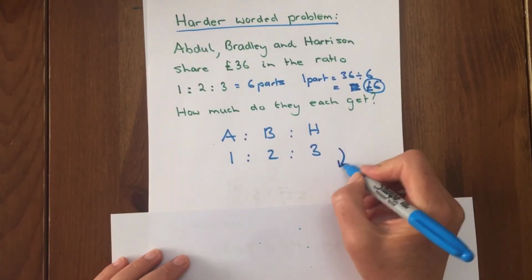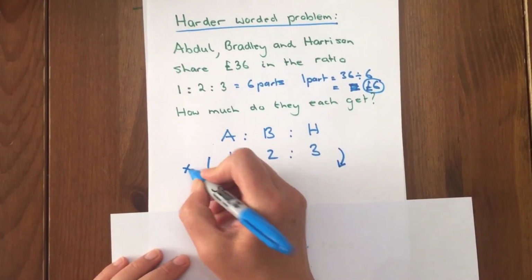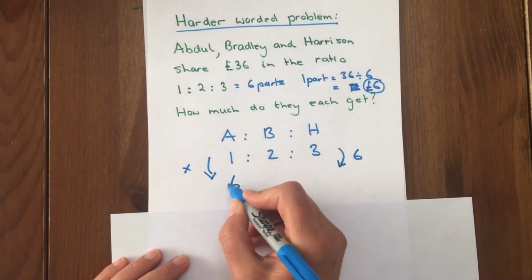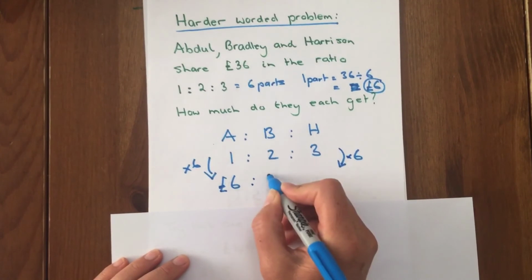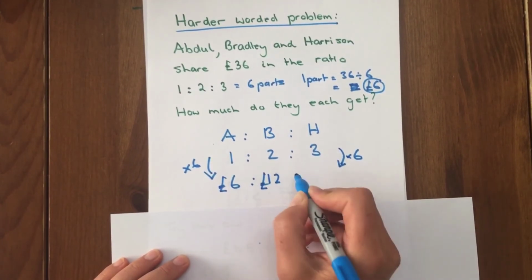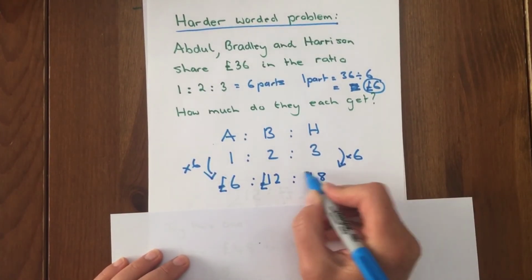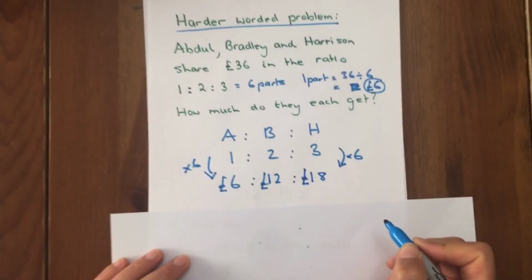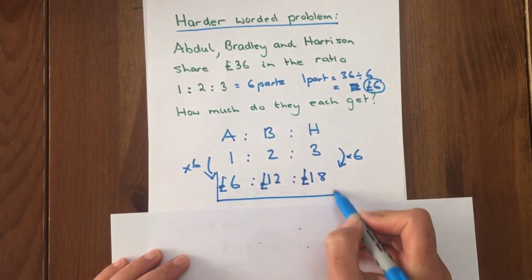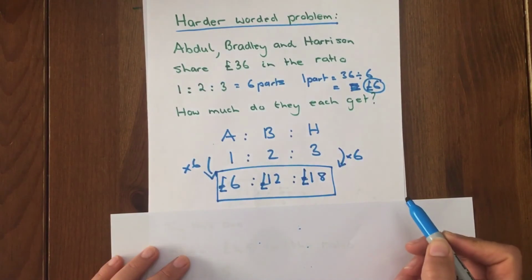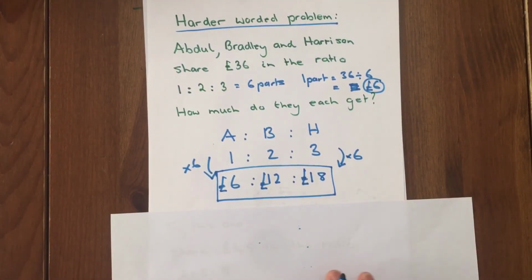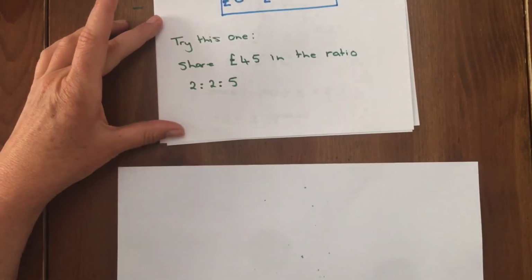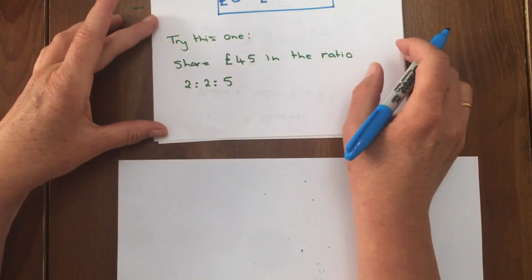So I have to times each of these ratios by 6. Abdul will get £6. Bradley will get £12. And lucky Harrison, he gets the most, £18. Add them all up and they will come to £36. So we know it's right. Okay, so nothing different, you just have 3 ratios. Okay, so just try this harder one, pause the video, have a go at this one.